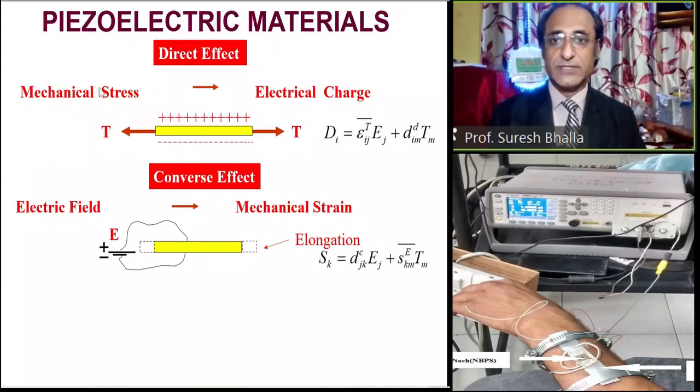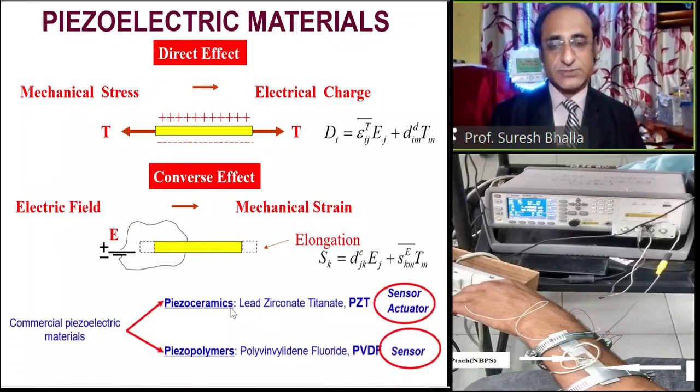So we have the direct effect, the sensor effect, and the converse effect, the actuator effect. Together there are numerous applications of these two effects in our day-to-day life, including mobile phones, igniters, and so many other devices we use in our daily lives.